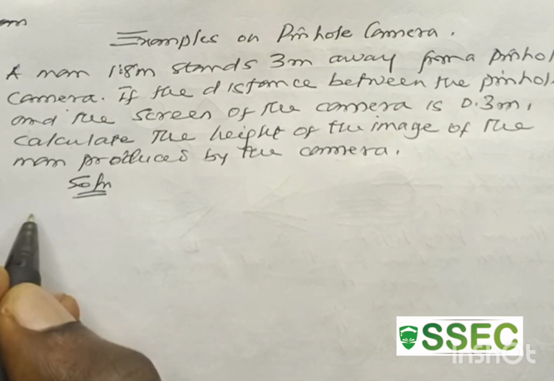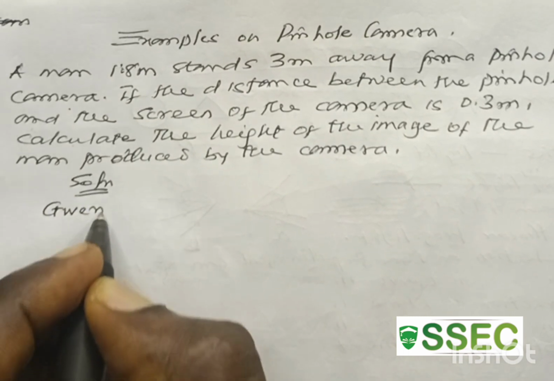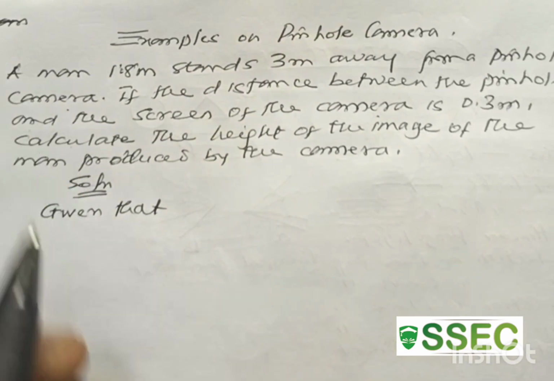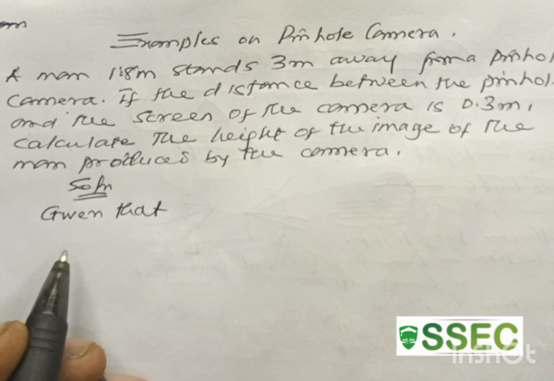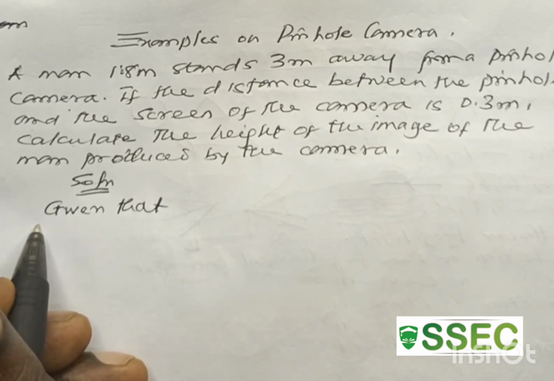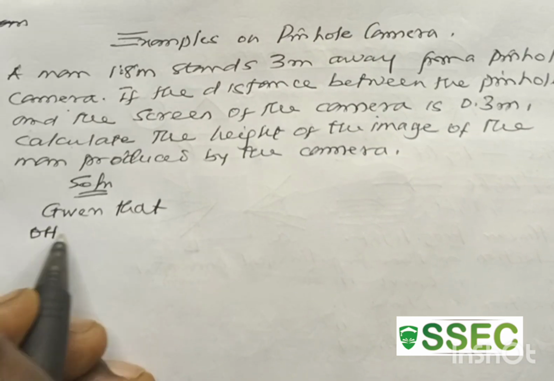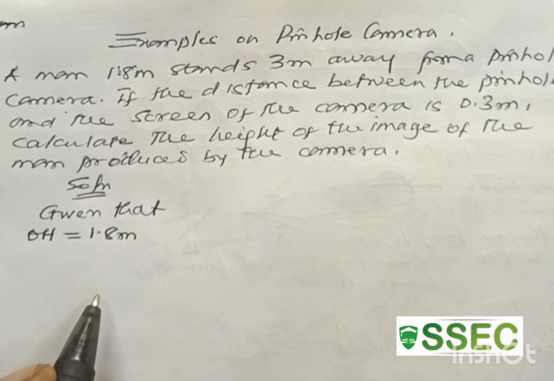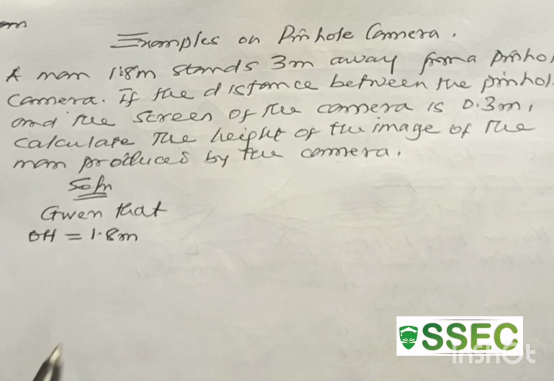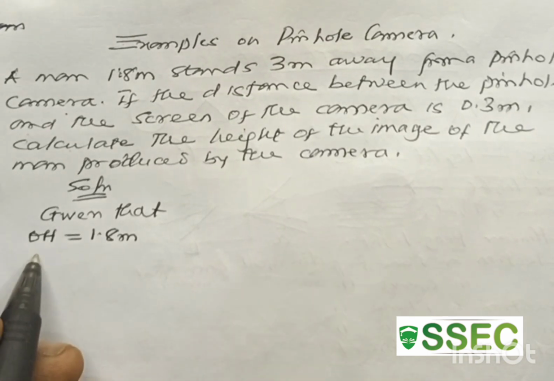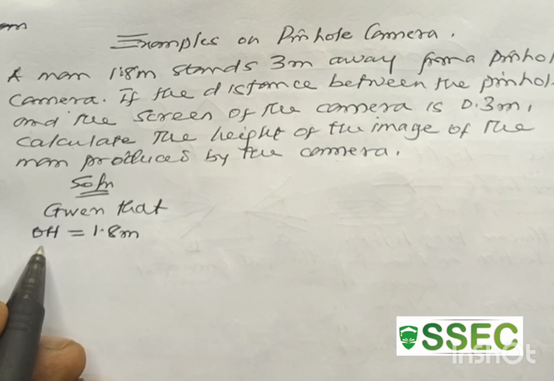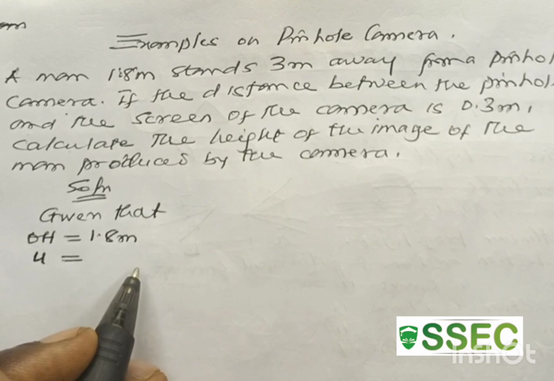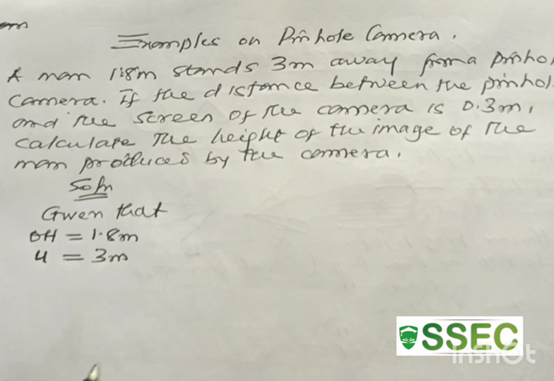I always advise my students to write the givens. What were you given in the question? A man 1.8 meters, that's the height. So a man is our object, that's object height, OH equals 1.8 meters. 3 meters away from the pinhole camera, that is the object distance from the pinhole camera. And what is the symbol for object distance? If you remember in our previous class, we use U, that's 3 meters.